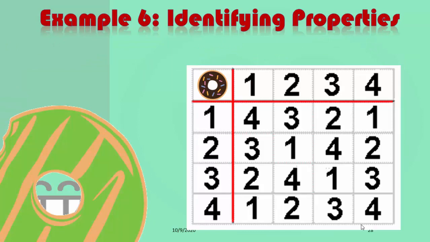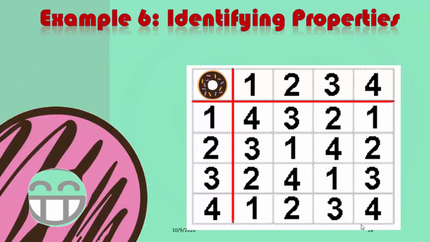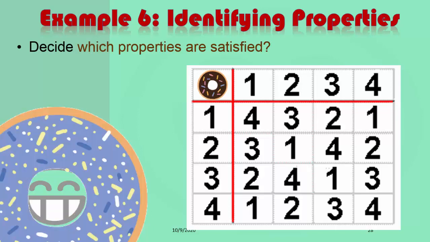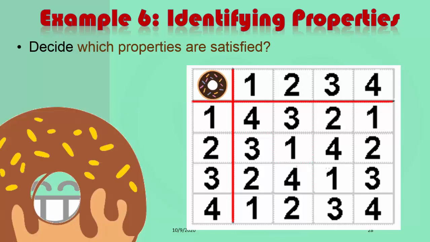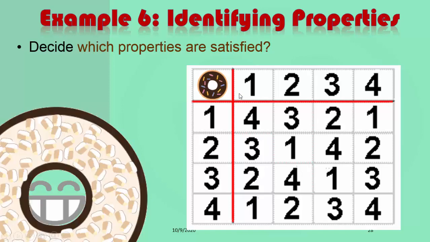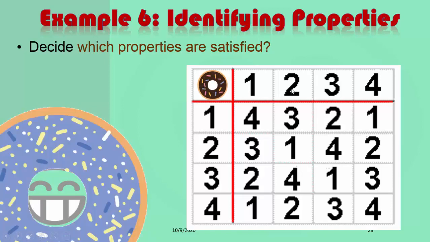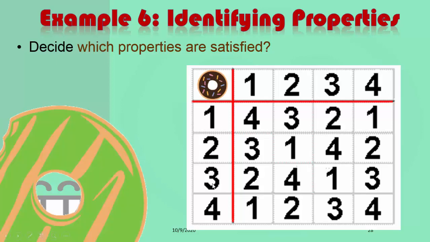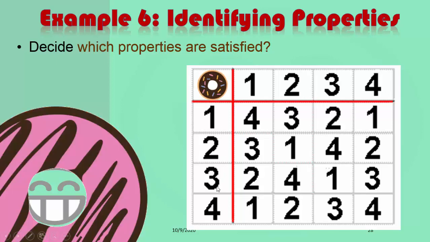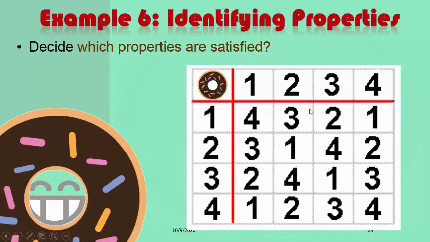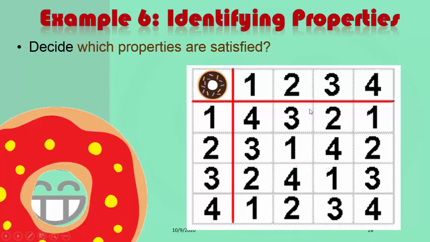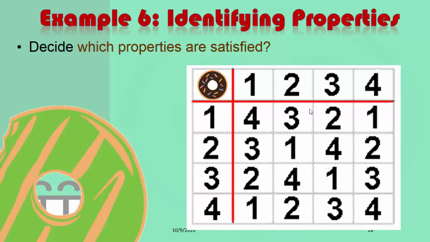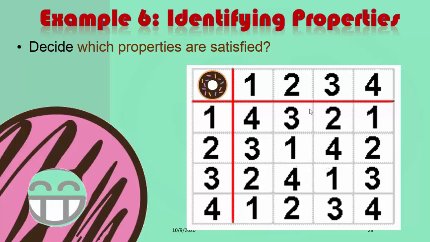For example number 6, we're going to look at the donut operation and decide which properties are satisfied. So the first thing we're going to look at is closure. We see that the set consists of 1, 2, 3, and 4. And this is also 1, 2, 3, and 4. So we look in the body of the table and see if there's anything other than 1, 2, 3, or 4. We see there isn't, so we can conclude closure is satisfied.